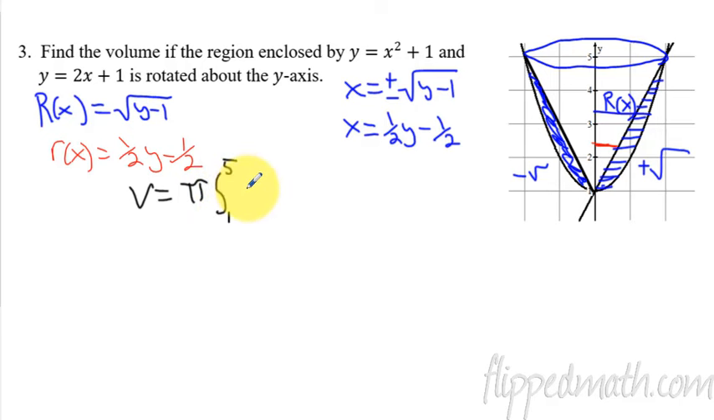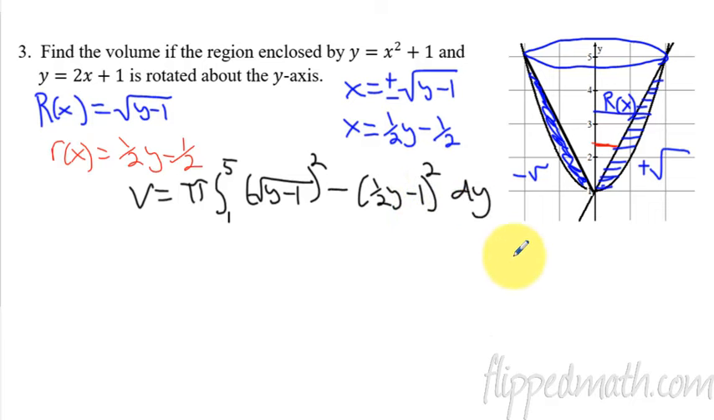And then I say my big radius is the square root of y minus 1, but then I'm going to be squaring that. Minus, now I do my little radius of 1/2 y minus 1/2, and then you square that thing, with respect to y this time, not respect to x. Now, yeah, we could clean this up, multiply it all out, combine like terms to simplify it, but we're just trying to set up the equations for this, so not too big of a deal. That one is the answer.